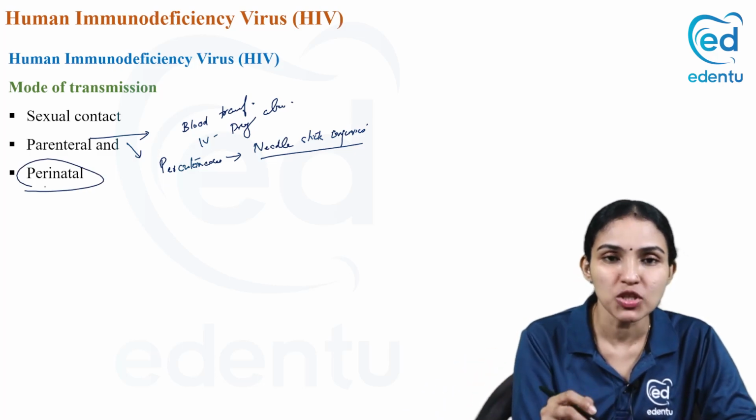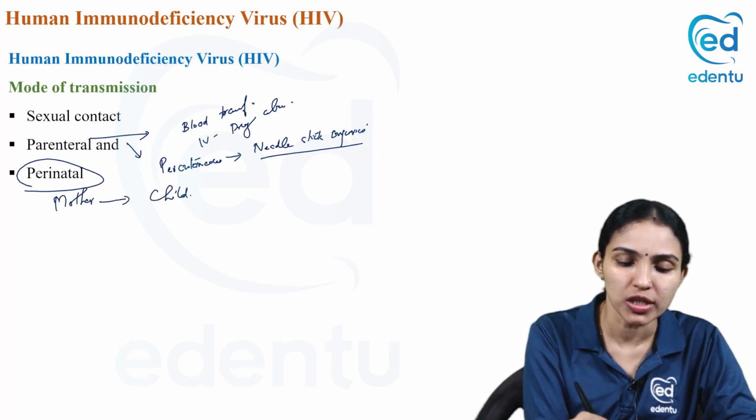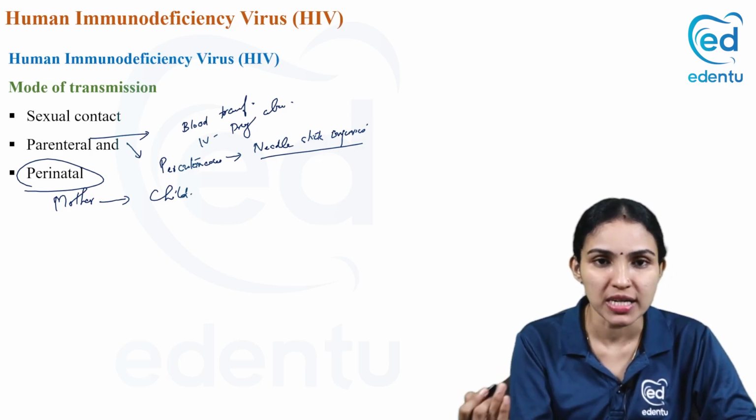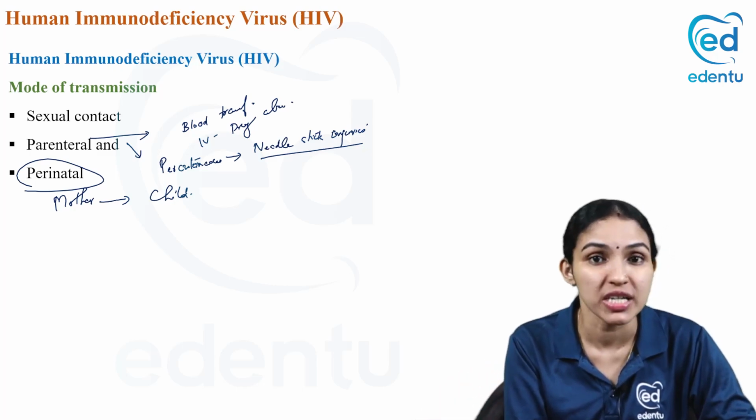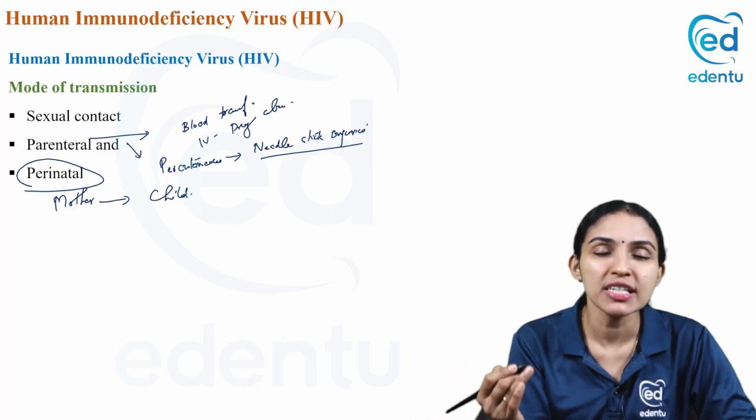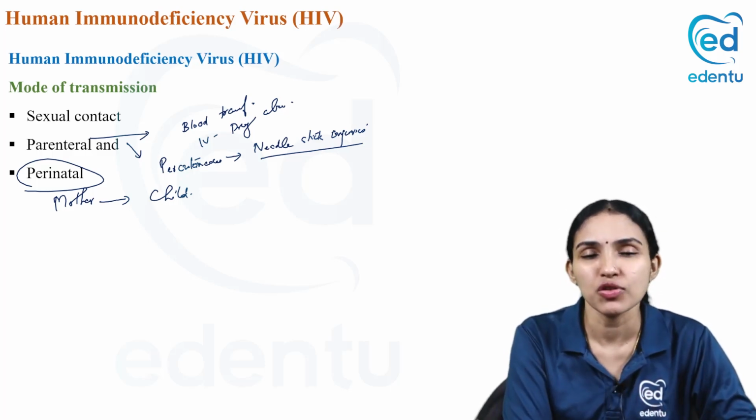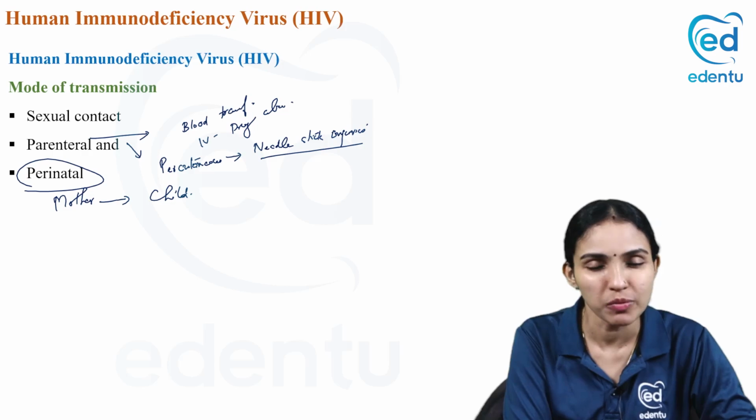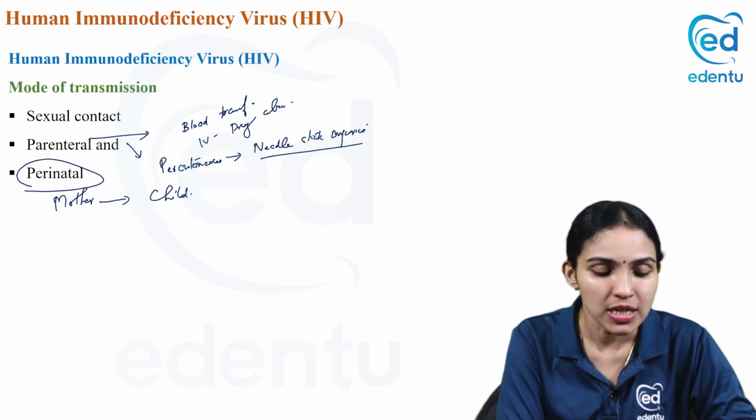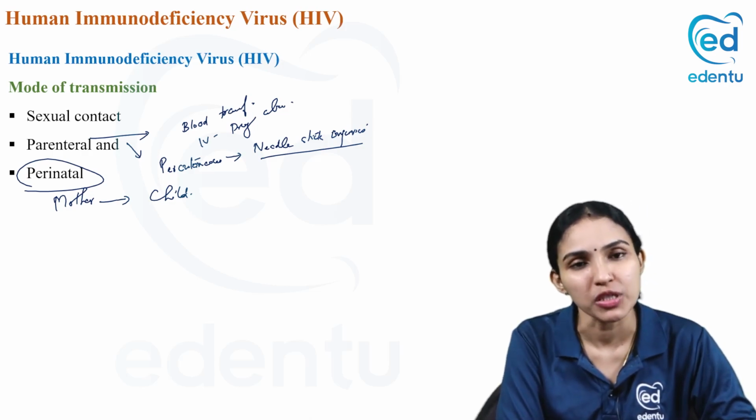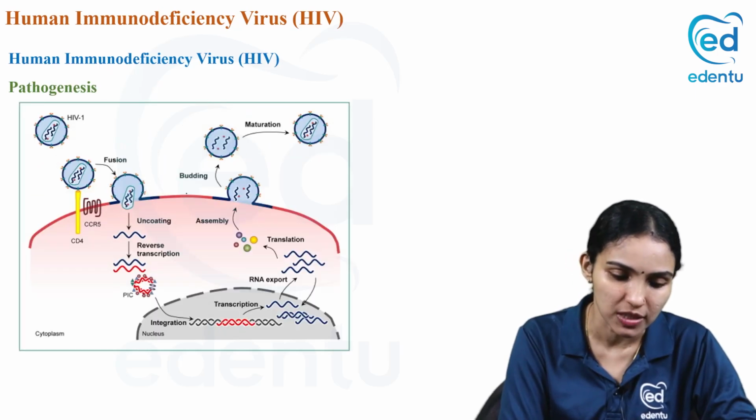Then perinatal transmission. What is meant by perinatal transmission? Perinatal transmission is from mother to child. It can occur through the placenta. It can occur during delivery. It can even occur through breast milk. That is actually debatable, the breast milk transmission, but still placental transmission and transmission during delivery, that happens perinatally, is very common from mother to child. So if a mother is infected with HIV, the baby has a very high chance of getting the disease. So sexual transmission, parenteral and percutaneous transmission, and perinatal transmission, these are the three common modes of transmission of HIV.